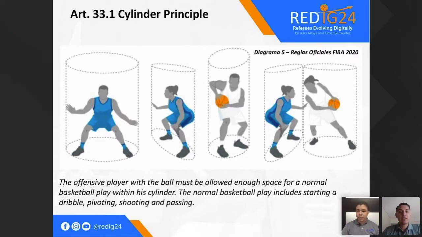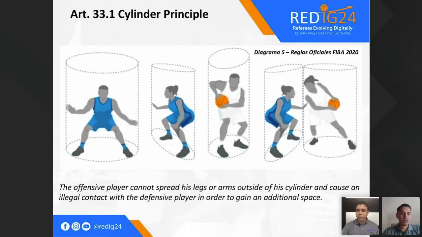So basically, it's based on that. The next one: the offensive player with the ball must be allowed enough space for a normal basketball play within his cylinder. The normal basketball play includes starting a dribble, pivoting, shooting, and passing. We'll see a couple of examples later. And the next one says the offensive player cannot spread his legs and arms outside of his cylinder and cause an illegal contact with the defensive player in order to gain additional space.